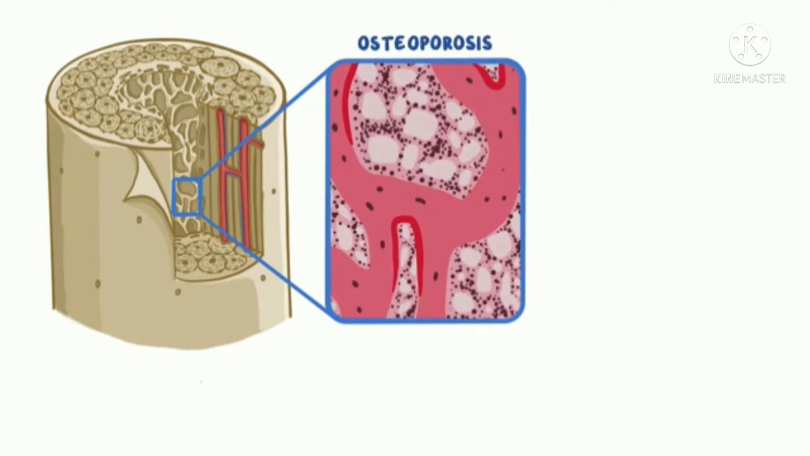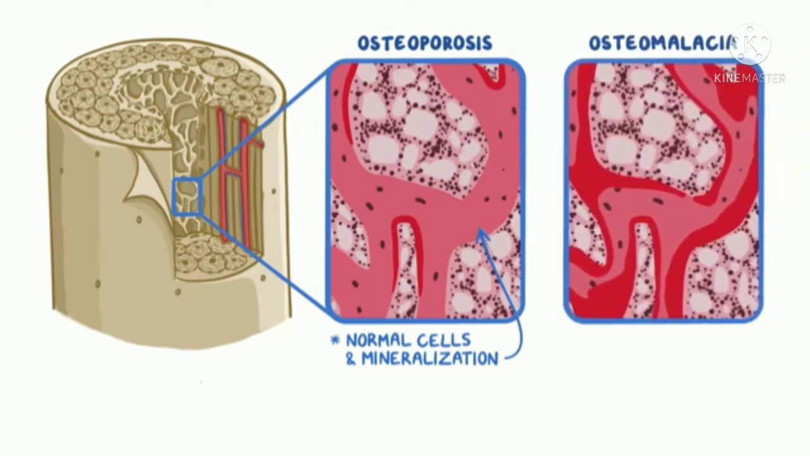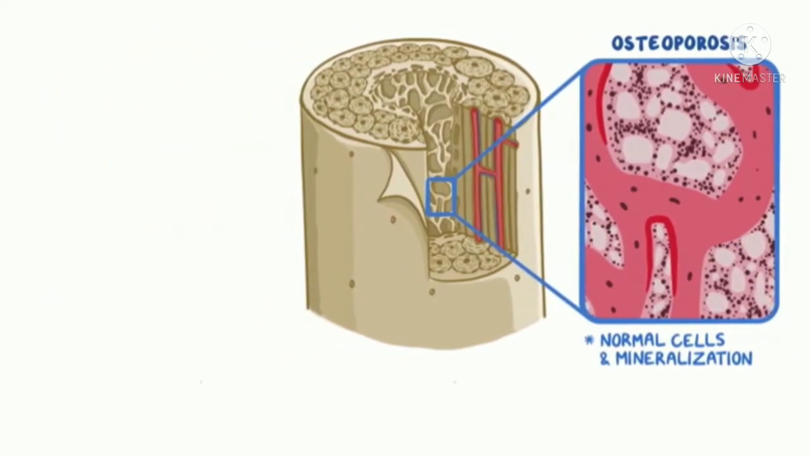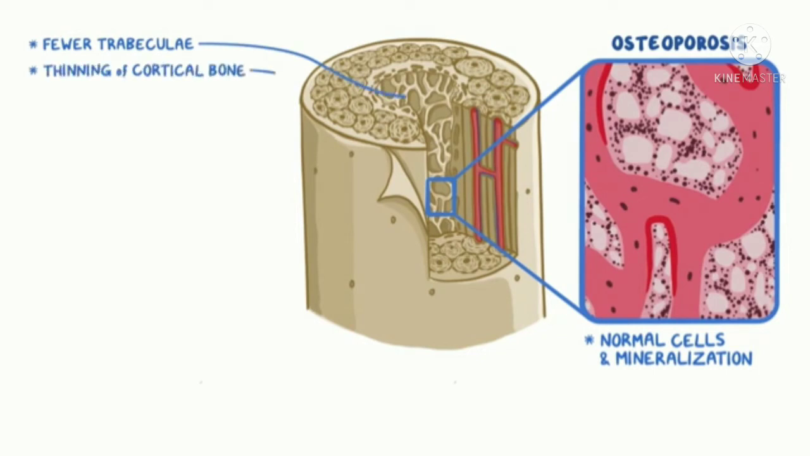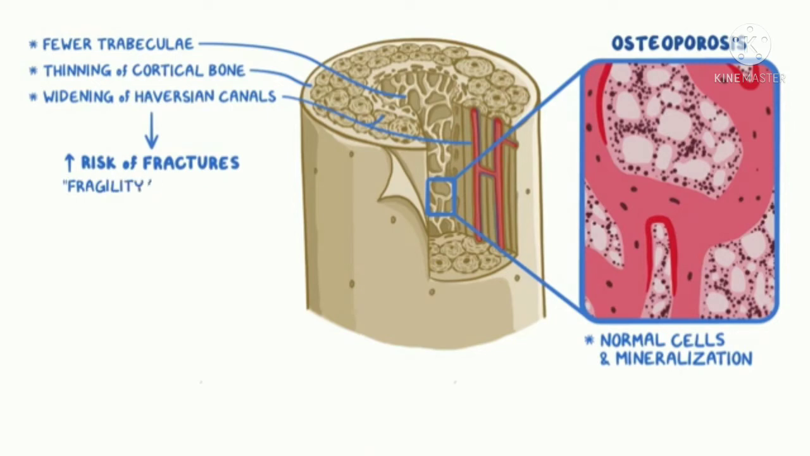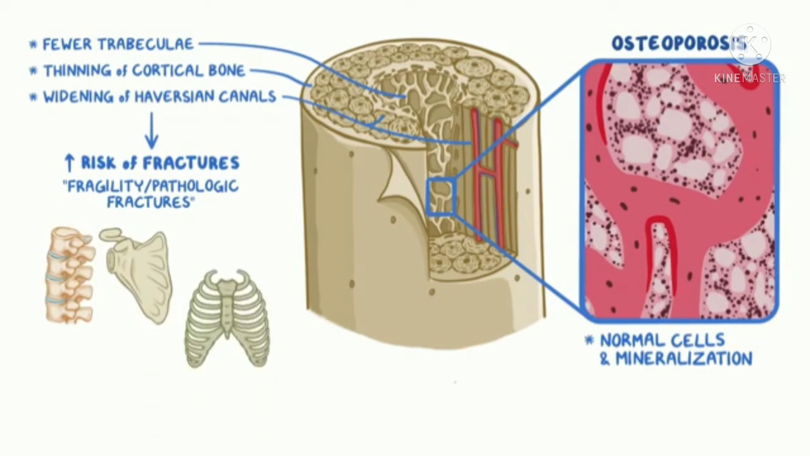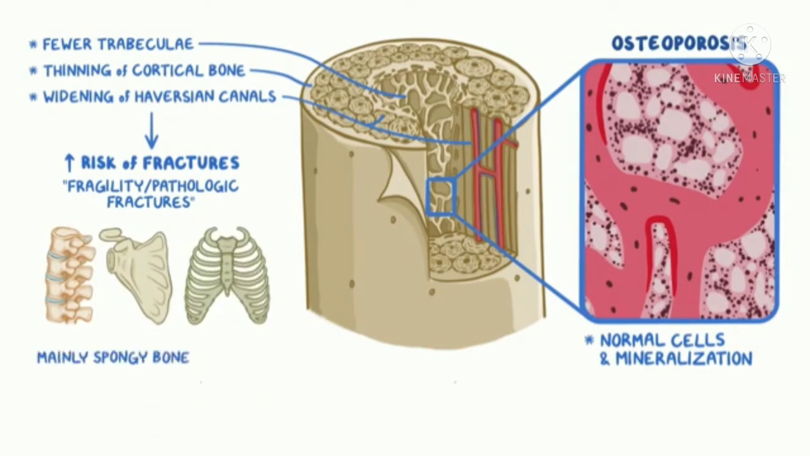If we zoom into a cross-section of an osteoporotic bone, it will show normal cells with normal mineralization, which differentiates it from osteomalacia, where there's a lack of mineralization. So with osteoporosis, abnormal findings include fewer trabeculi in the spongy bone and thinning of the cortical bone, as well as the widening of the Haversian canals. These bone changes increase the risk of fracture, and they're known as fragility or pathologic fractures. Some bones, like the vertebrae, shoulder blades, and ribs, consist mainly of spongy bone, so they're in great risk of fragility fractures.